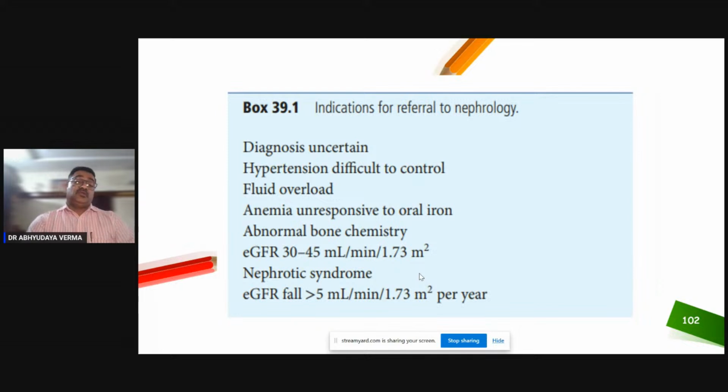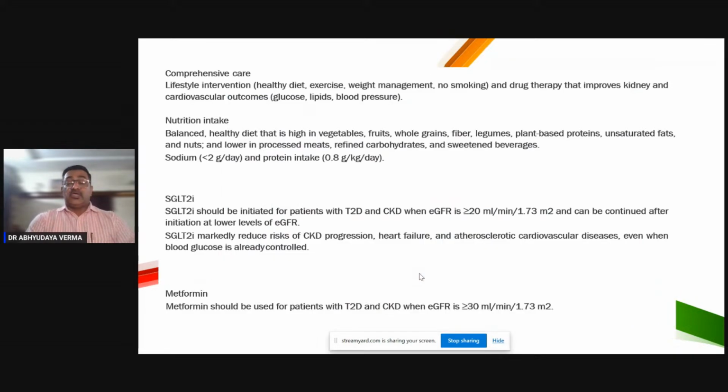When should we refer to a nephrologist? When the diagnosis is uncertain, whether it is due to diabetes or some other cause. When we have hypertension which is difficult to control, when there is fluid overload, when there is anemia which is not responsive to oral iron, when we have abnormal bone chemistry, EGFR is between 30 to 35, patient is having nephrotic syndrome, and we have EGFR fall more than 5 ml per minute per year, then we should think of an aggressive treatment with the help of a nephrologist.